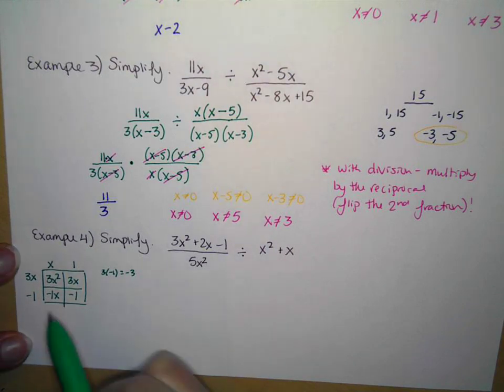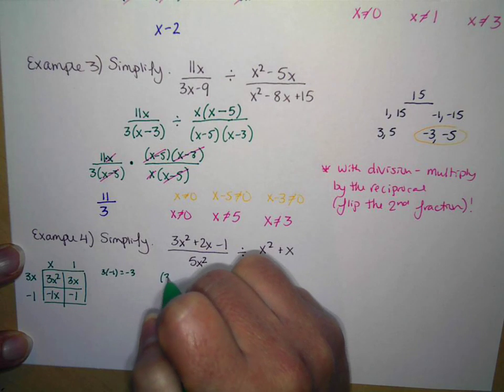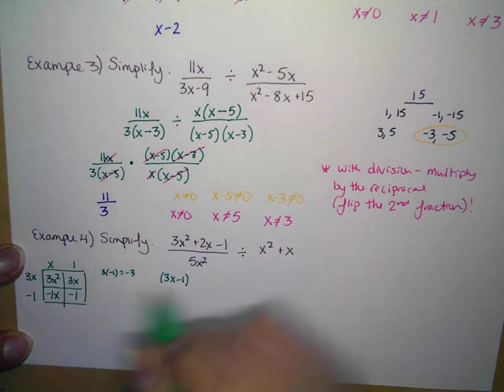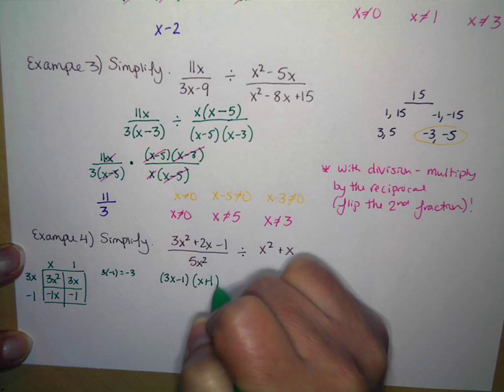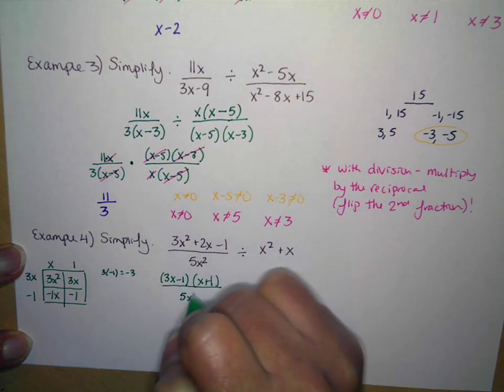Our factors for this expression, down the side, we have 3x minus 1. Across the top, we have x plus 1. In our denominator, we have that 5x squared.